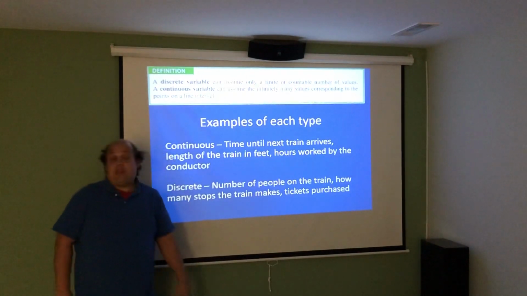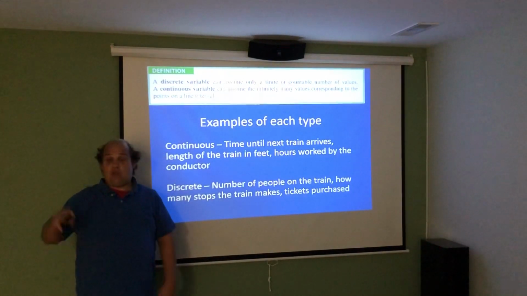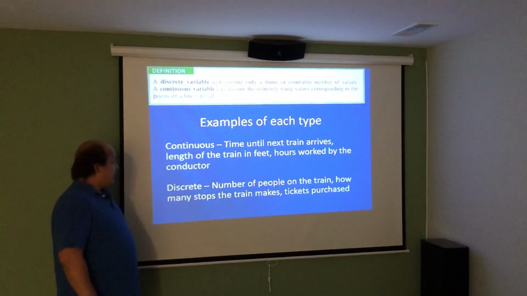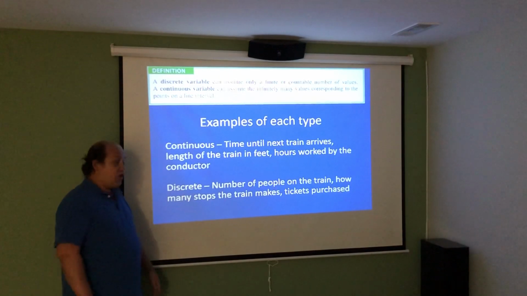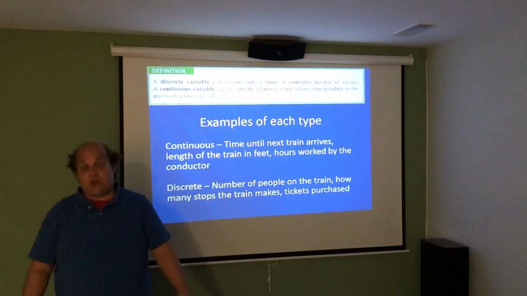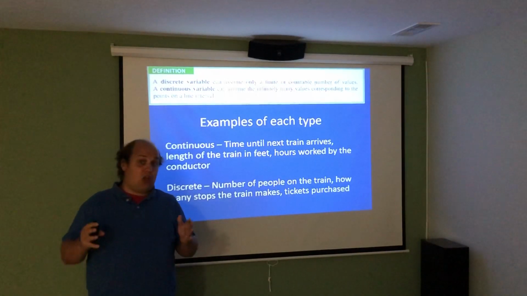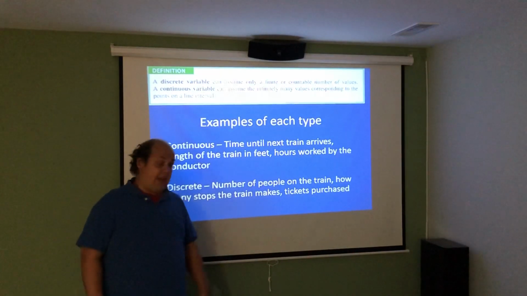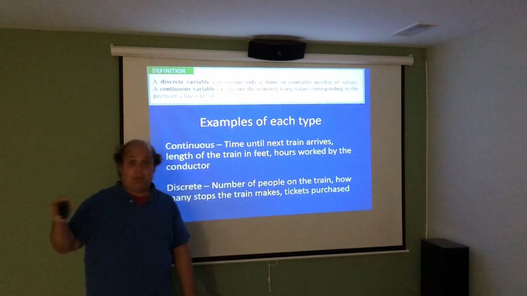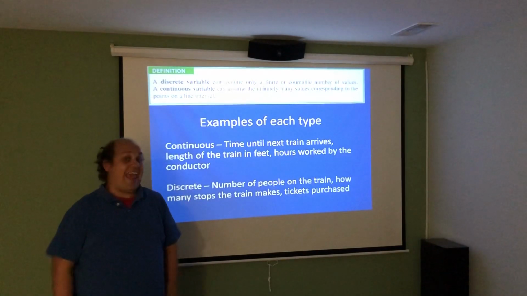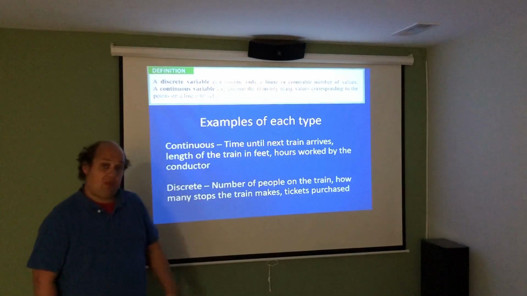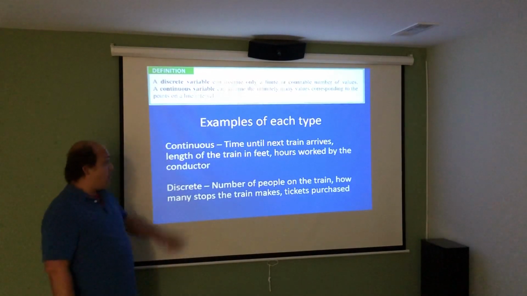If something is discrete, you cannot have parts of a whole. You either have something or you don't have it. So the examples here of discrete is number of people that are on a train. If a train is moving, there's either 100 people on it or there's 101. There's no possible way that 150 people can be sitting on that train. Similarly, how many stops the train makes. The train can stop to let people on and off, or it cannot stop. It can't make half a stop. So when you only have these whole number answers, that's a discrete variable, as opposed to a continuous variable.